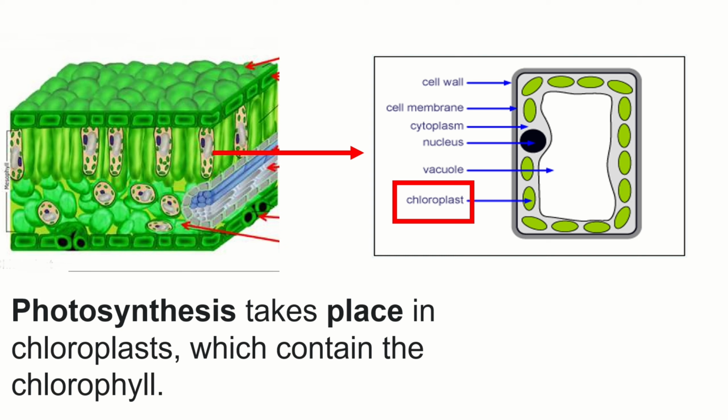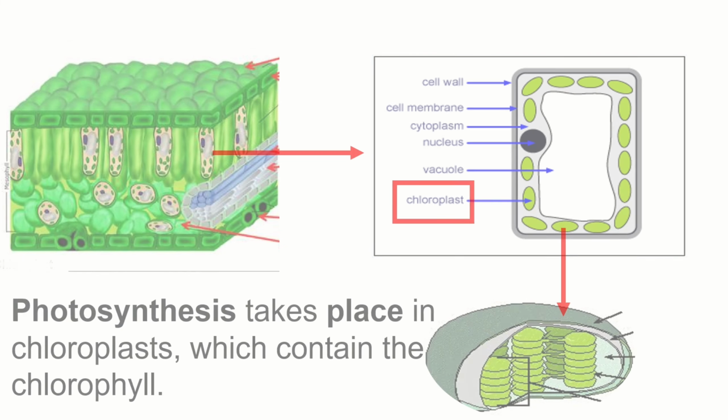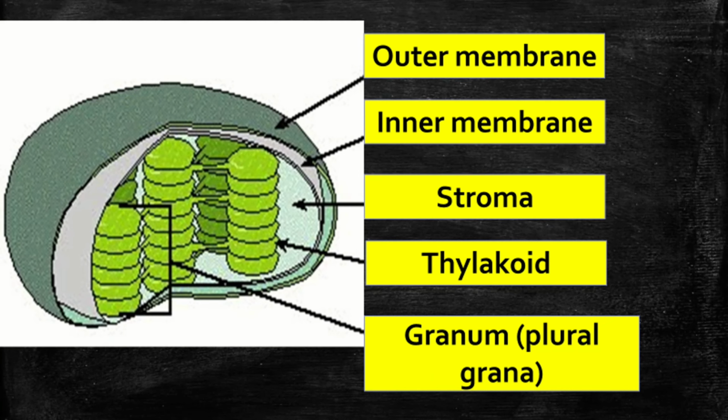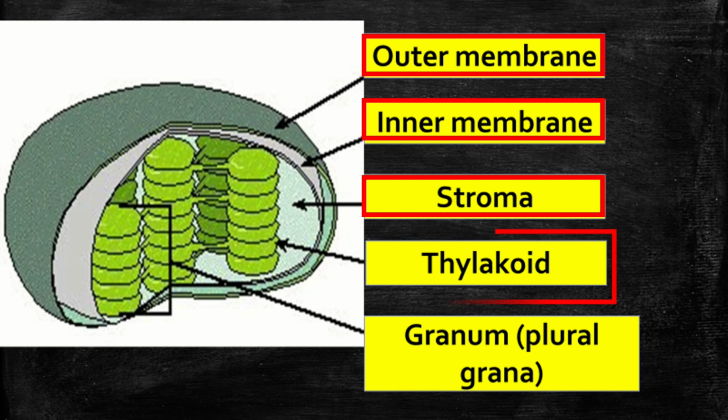Okay. Then let us identify the different parts of the chloroplast. First, we have the outer membrane and the inner membrane. These are the coverings of the chloroplast. Next one is the stroma. Stroma is the liquid portion of the chloroplast. Next is the thylakoid. Thylakoid is the flattened sac. So here are the thylakoids. Next is the granum. Granum is the stack of thylakoids.